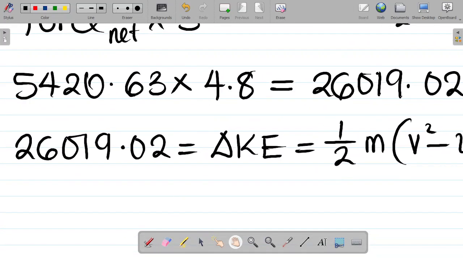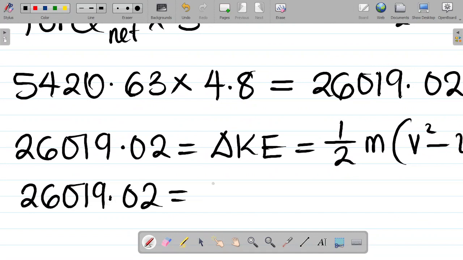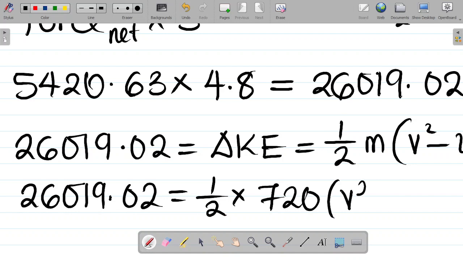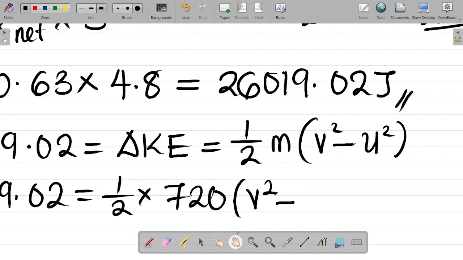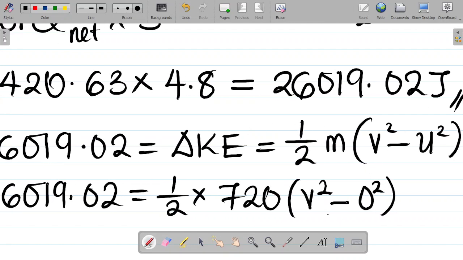Let's impute values here. I'll have that 26019.02 is equal to half into mass. The mass again is 720, so half times 720 into v squared. We have to find v squared minus u squared. Starts from rest, it becomes 0 squared. That's u squared. With this we know that 0 squared cancels out, so it's off. We're left with v squared here.